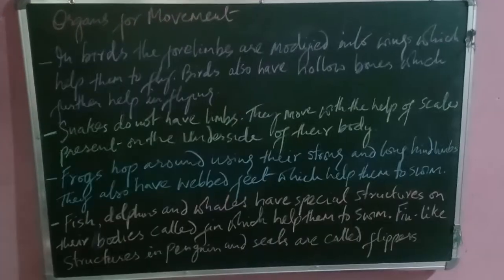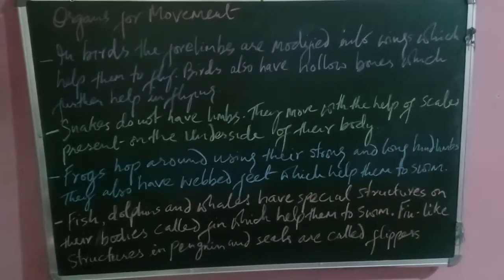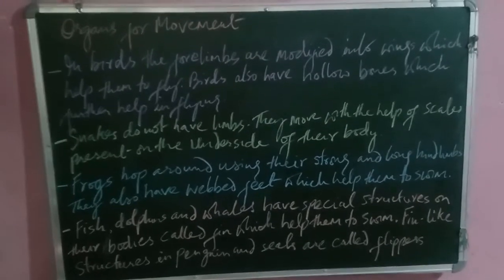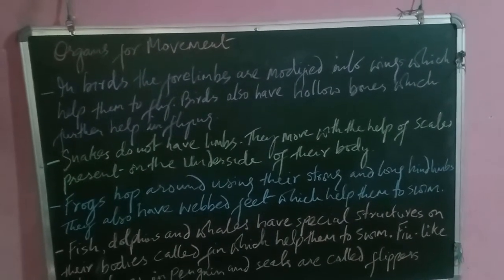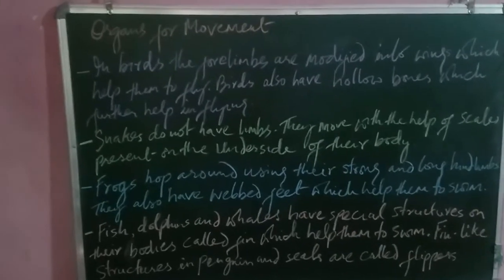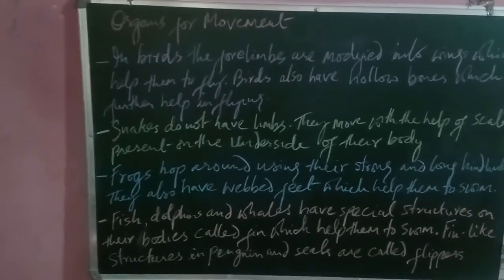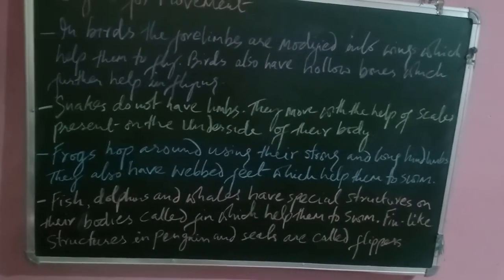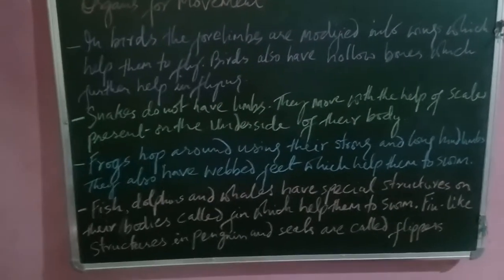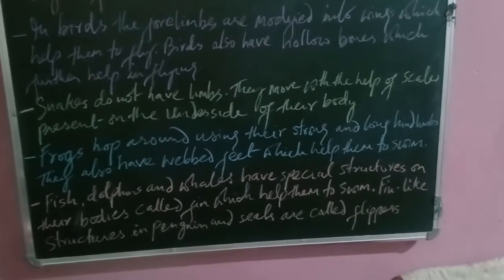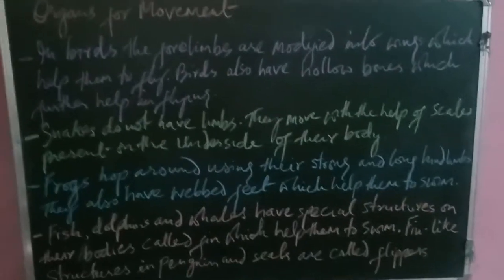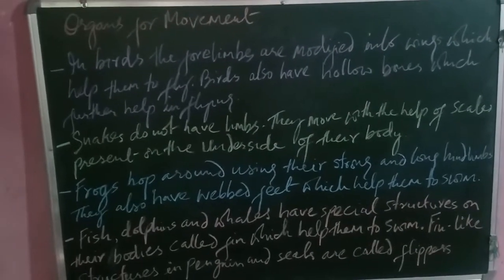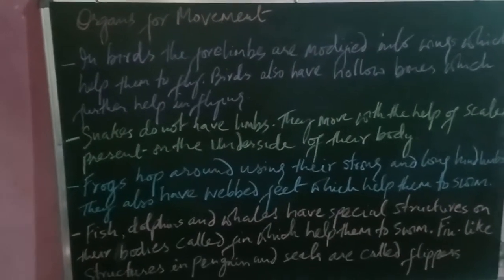Then in birds, the forelimbs are modified into wings which help them to fly. Birds also have hollow bones which further help them in flying. And snakes do not have limbs. They move with the help of scales present on the underside of their body. So there is a picture of a snake above. As you can see, they have mentioned that the scales help the snake to move, okay?